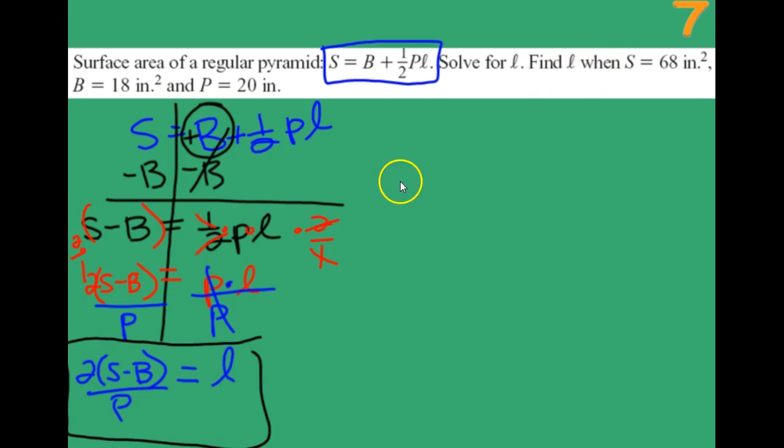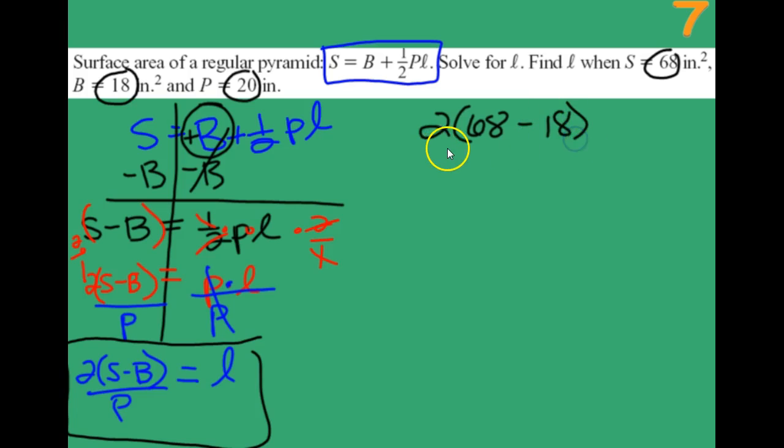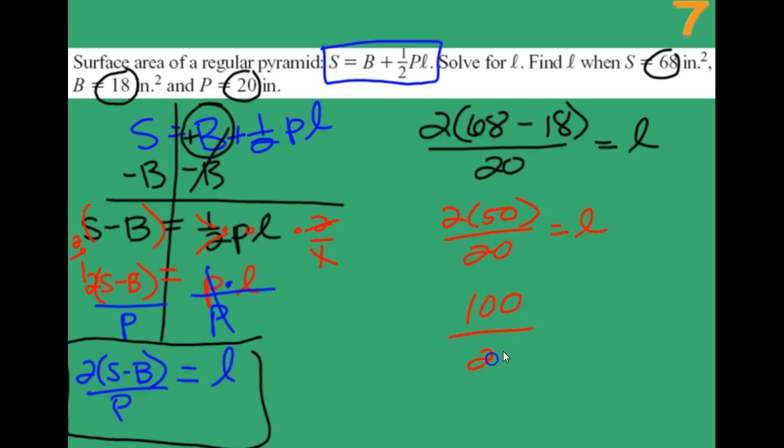And then it says find L when S equals 68, B equals 18, and P is 20. So it says 2 times S, and S is 68, minus B, which is 18, all over P, which is 20. So if we follow the order of operations, simplify 68 minus 18 would give us 50. 2 times 50 is 100, and 100 divided by 20 would give us 5. So our length is 5.